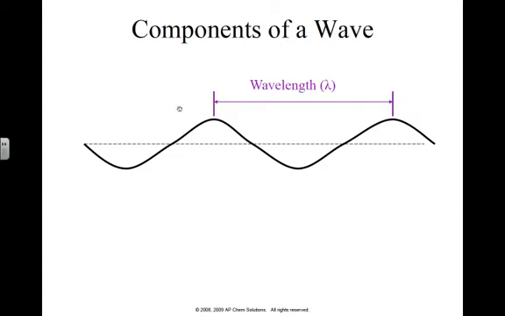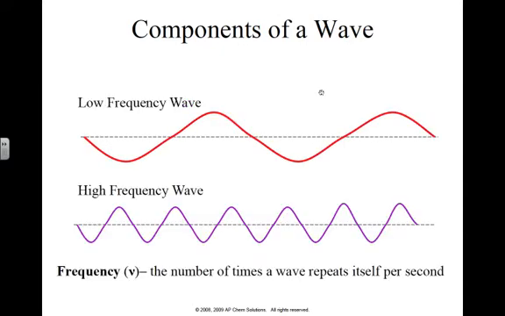The length of a wave is from crest to crest or from trough to trough, and we call that the wavelength. Notice that this one right here has a longer wavelength than this one right here. This has a short wavelength. Frequency: the longer the wavelength, the smaller the frequency. The smaller the wavelength, the larger the frequency. So they're inversely proportional here.